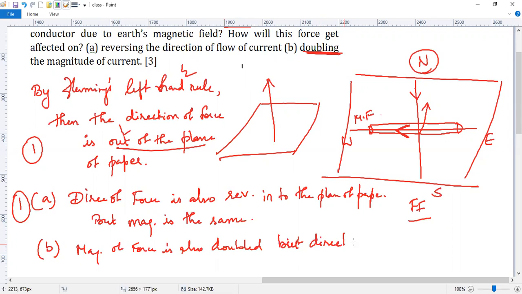You have to discuss both magnitude and direction. Only then you will get the complete 1 mark. Otherwise, half a mark is what you will get. If you have written only that the magnitude of force is doubled, then you get only half a mark. Direction is the same, but the magnitude now gets doubled. So for writing this, 1 mark. So totally 3 marks for this question.